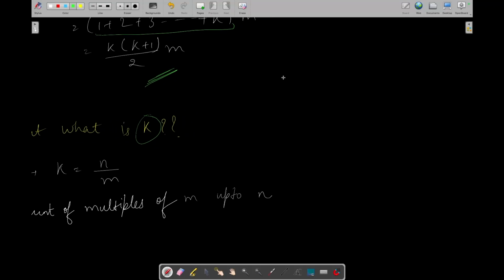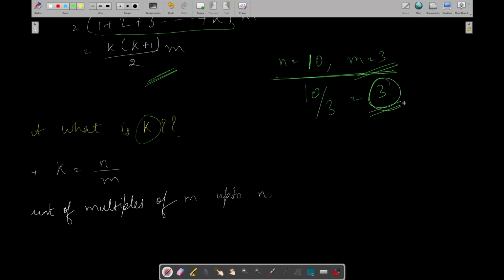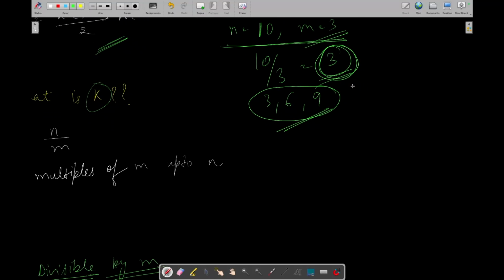How? Let's see. Let's say your n is 10 and your m is 3. If you need to find the numbers which are divisible by m in this n, we will divide it, and you will get 3. It means there are three numbers divisible by m in this range 1 to n. Yes, this is true because 3, 6, 9 are the only three integers divisible by m in this range.